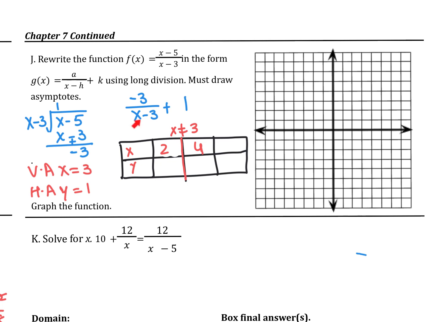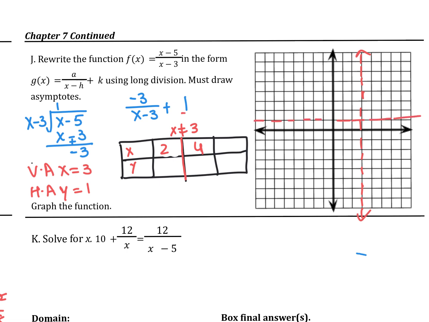x minus 3 should not be equal to 0, which means that x should not be 3. It means the vertical asymptote should be x equals 3, where the graph should not touch. So x equals 3 is a vertical asymptote. The horizontal asymptote is 1.